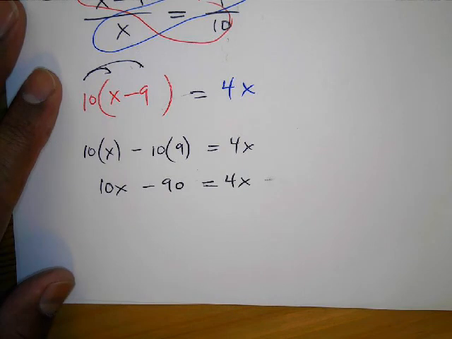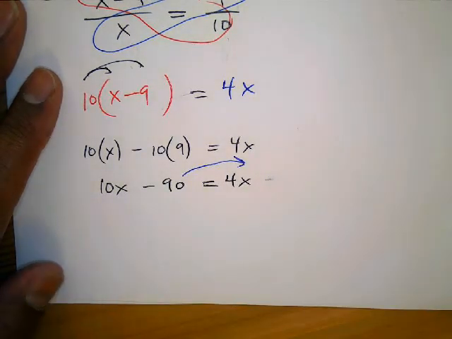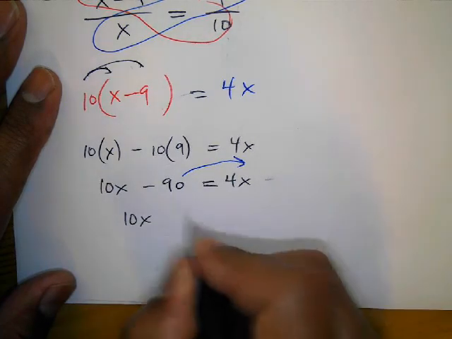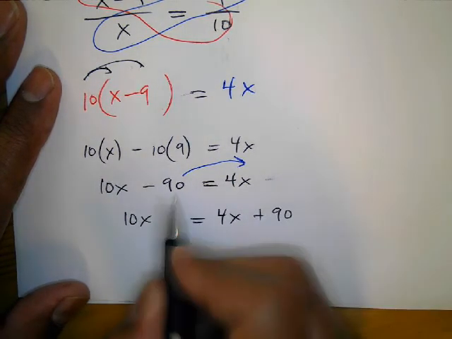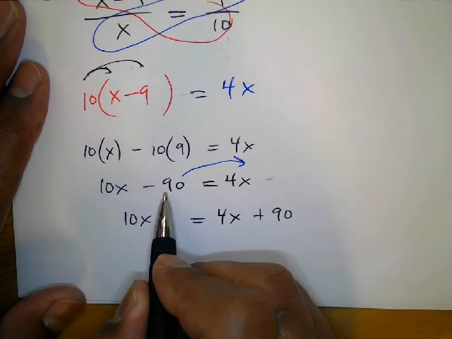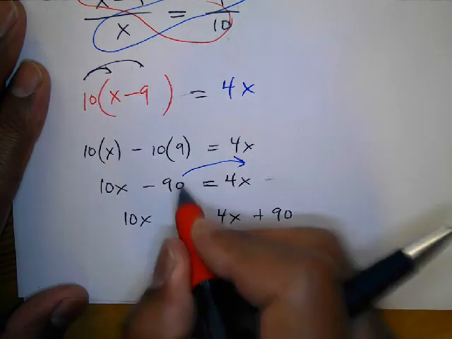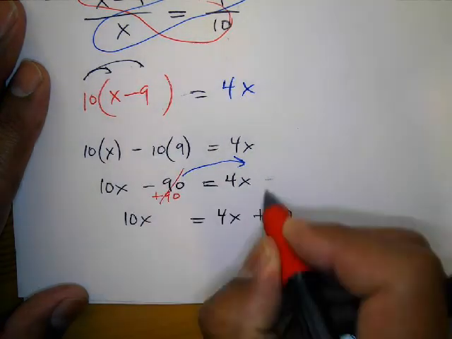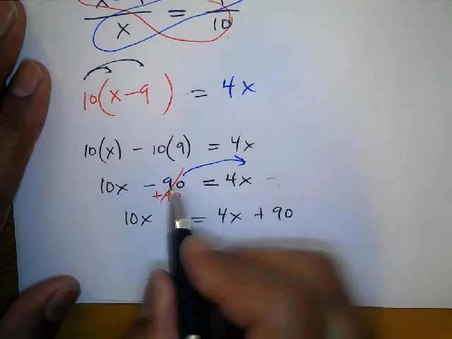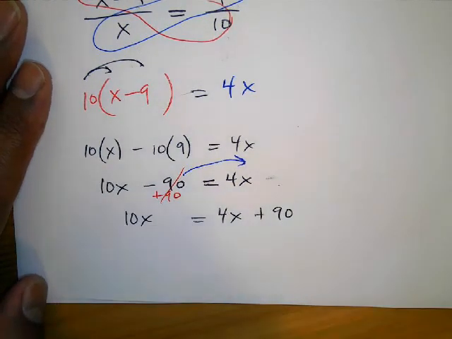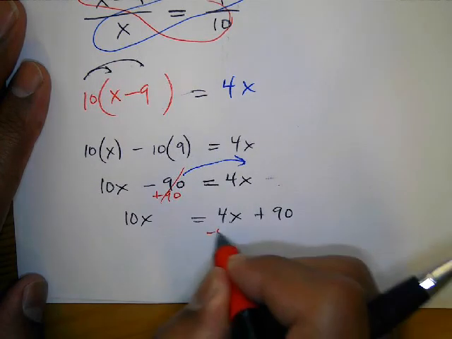I want the variables on the same side, and I want the number on an opposite side. So I'm going to move this negative 90 that way. That'll be 10x is equal to 4x plus 90, right? Because whenever you move a number or a variable from one side to the other side, it changes sign. Some of you will do plus 90 on both sides, but it'll be plus 90 over here. All right, so I move that over there.